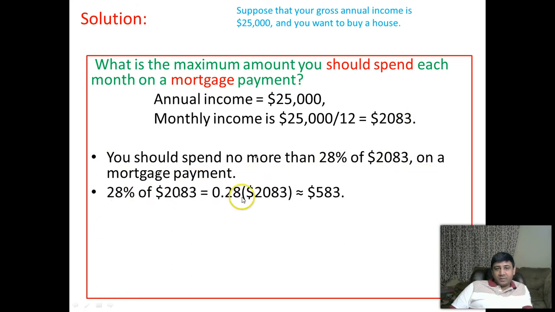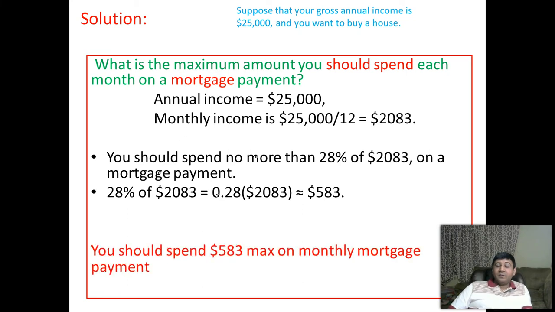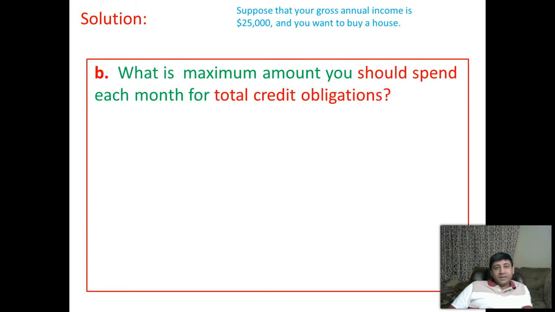So if you multiply them out, your mortgage has to be less than or equal to $583. Okay, so that's the first part done. You should spend $583 max on your monthly mortgage, no more than that. Next thing is, what is the maximum amount you should spend each month for the total credit obligations?